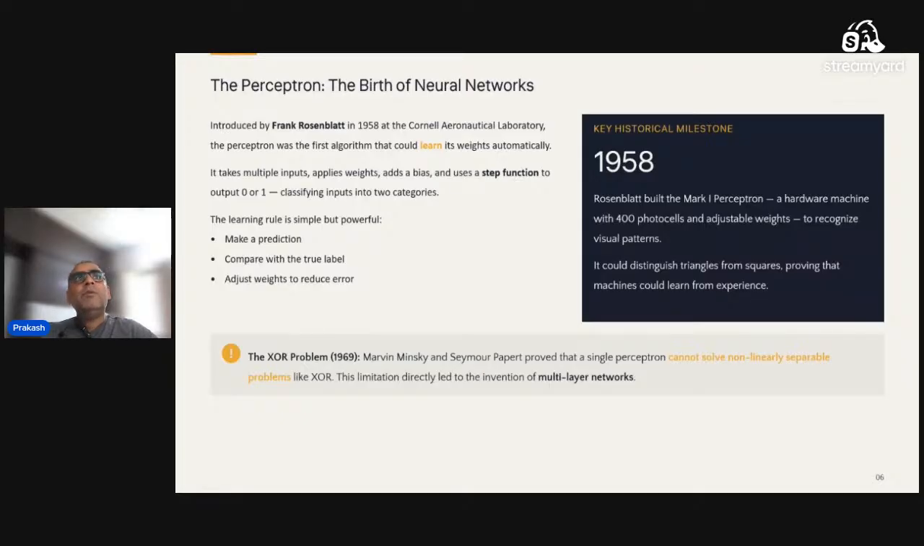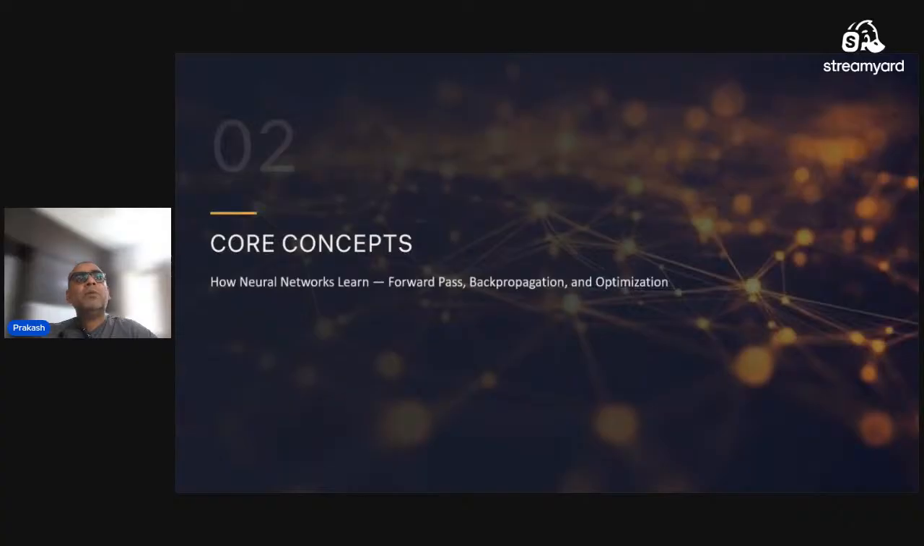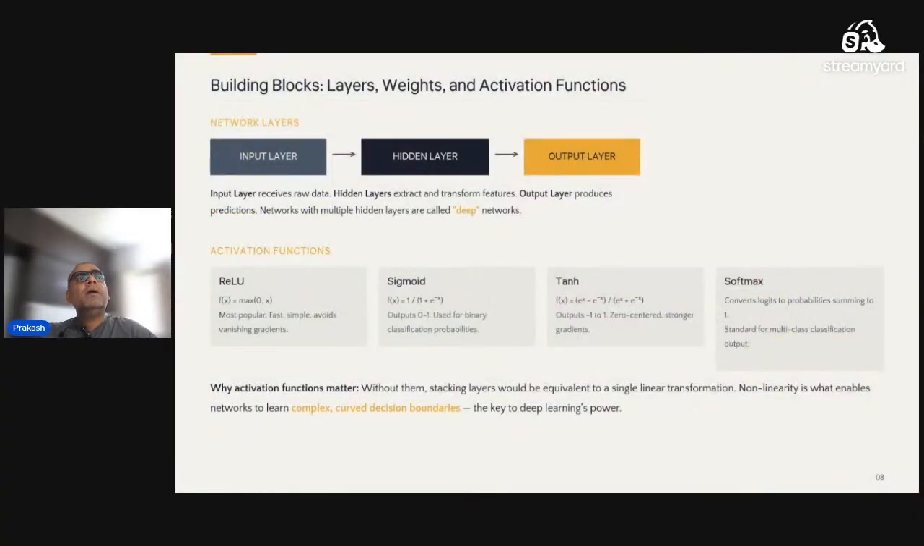Okay, we'll move to the next one. Let's go to the core concepts. So essentially, a neural network has input layers. I think in the previous example you have seen X1, X2, the input layers basically. Then you have hidden layers. Hidden layers can be as minimal as one, as many as hundreds and thousands. And the output layer is something that will give you the output.